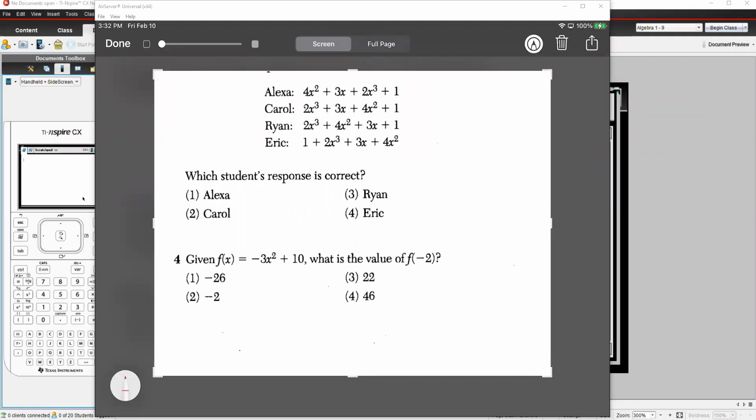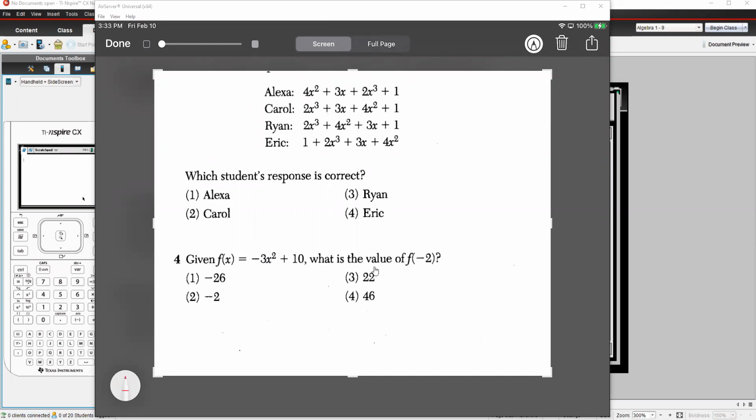I want to do question 4. I'm going to do this one the way that I would normally do it, using the calculator. So we're given a function f of x equals negative 3x squared plus 10. And then they give us the input, or the x value. They say the x value is negative 2.